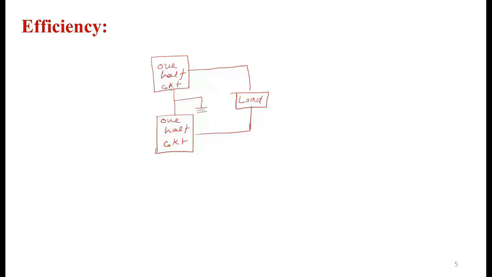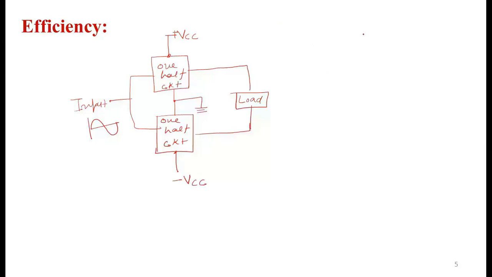So by connecting these two half circuits, this terminal we have connected to ground, and here we have connected the input. In this half circuit we have one DC supply, that is the plus VCC, and for this half circuit we have another DC supply, that is the minus VCC. This is one kind of push-pull amplifier.